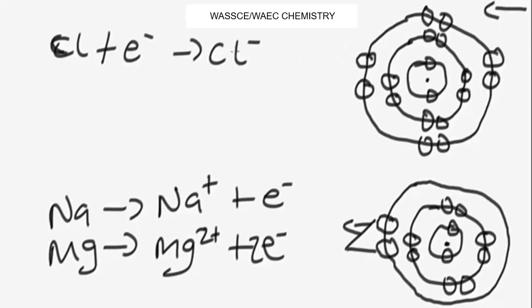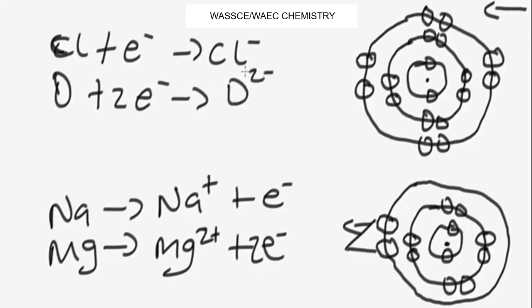So when the chlorine atom gains this electron, it will form a single negative charge, attaining stability. Another example, now let's use the oxygen atom. Oxygen atom is in group 6, so it gains 2 electrons to form an oxide ion. Basically, what will happen here is that the oxygen atom will gain 2 electrons to form an oxide ion.